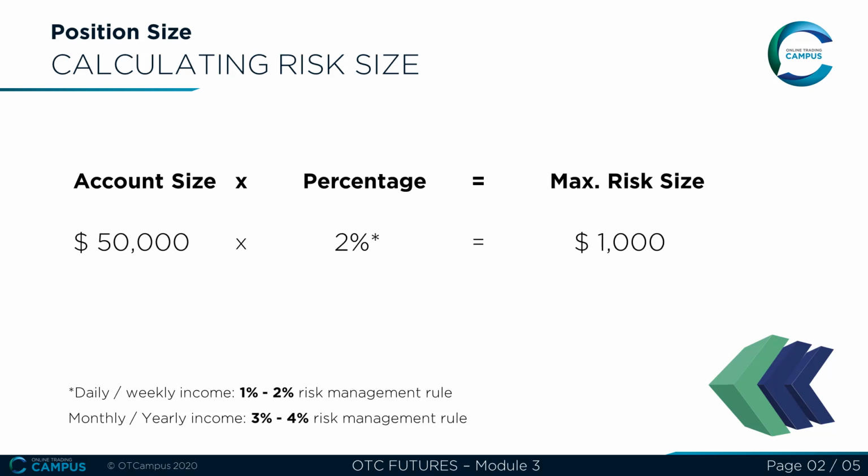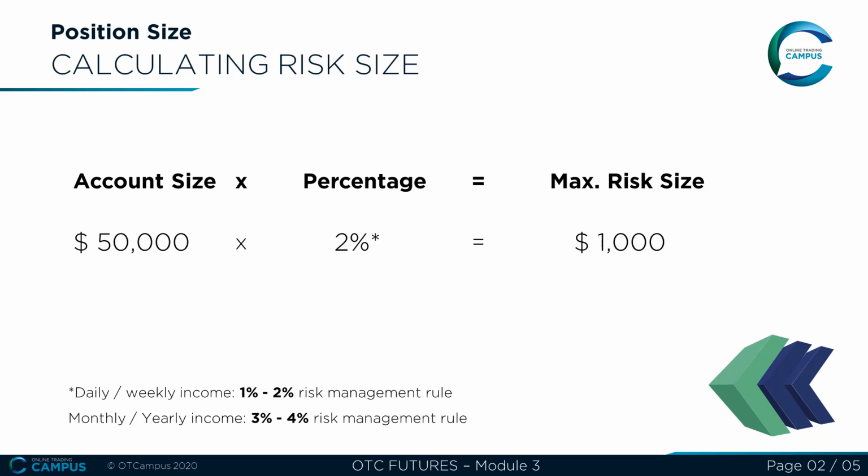Once your account begins to grow, using these 1 and 2% loss rules, keep on using them regardless of the size of your account. For longer term trades, such as monthly or yearly income, you could even use a 3% to 4% rule for risk management. By following them, you will have a much better chance of surviving futures trading.